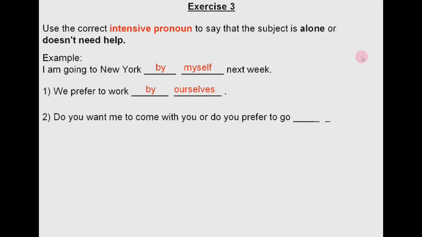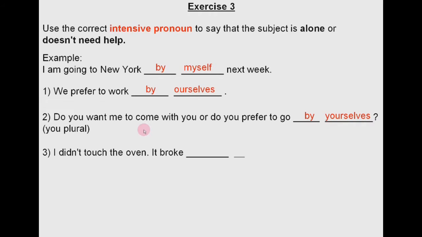Question 2. And this is referring to you, plural. We are talking to several people. The answer is: do you want me to come with you, or do you prefer to go by yourselves? Question 3. The answer is: I didn't touch the oven, it broke by itself.